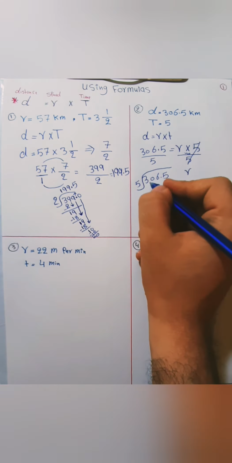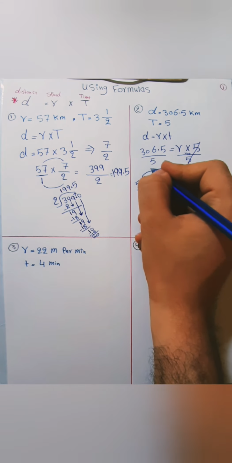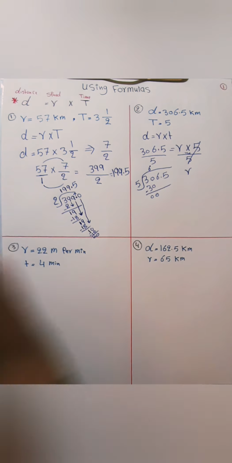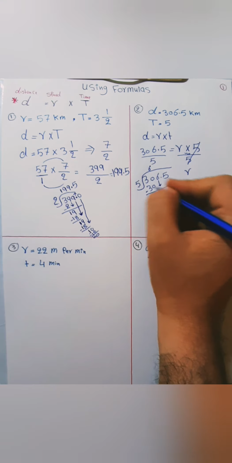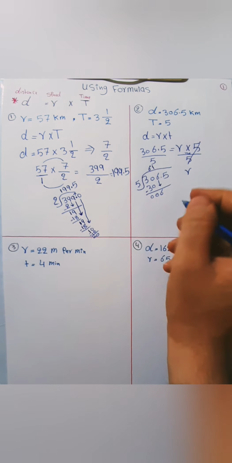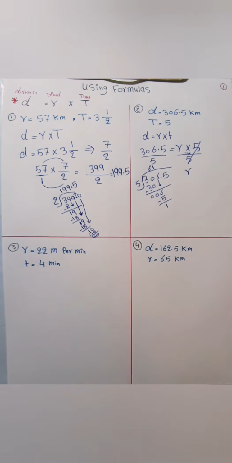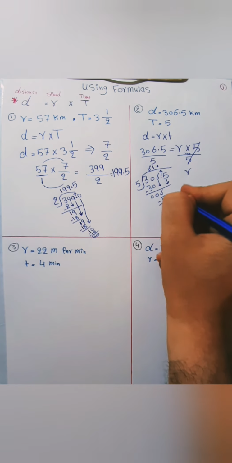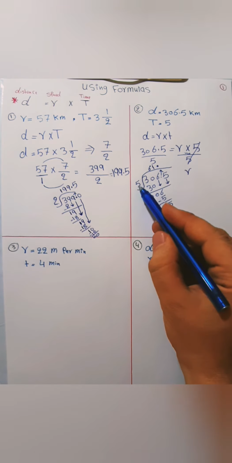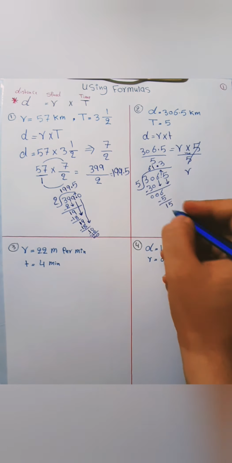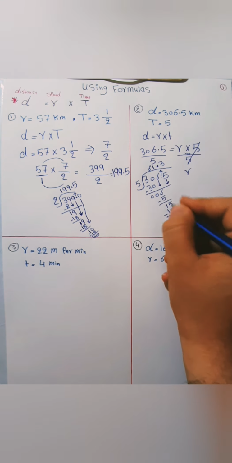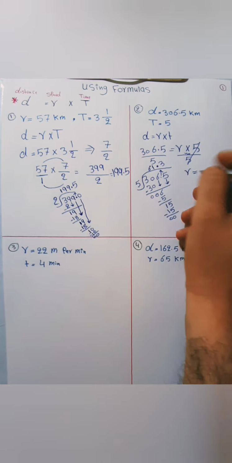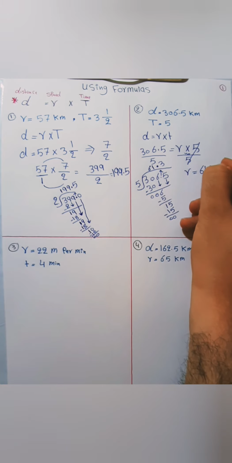306.5 divided by 5. How many 5's are in 30? We have 6. 6 times 5 equals 30. 30 minus 30 equals 0, and bring down 6. How many 5's are in 6? We have 1. 1 times 5 equals 5, 6 minus 5 equals 1. And we have to write a decimal point in the quotient and bring down 5. How many 5s are in 15? We have 3. 3 times 5 equals 15, and 15 minus 15 equals 0. So r, it means speed, equals 61.3.